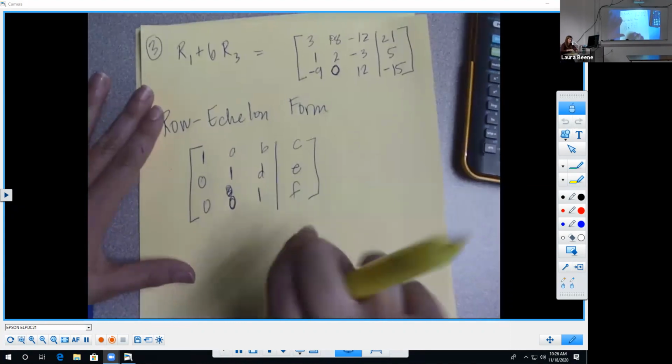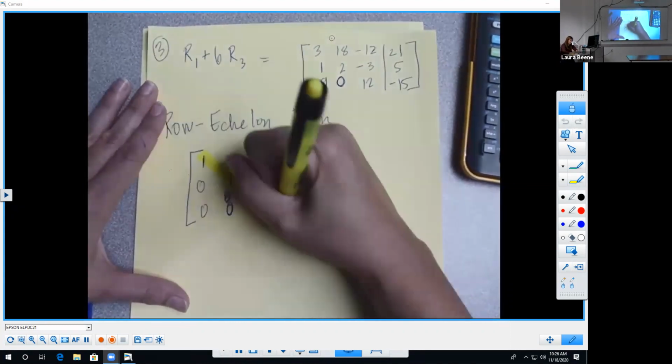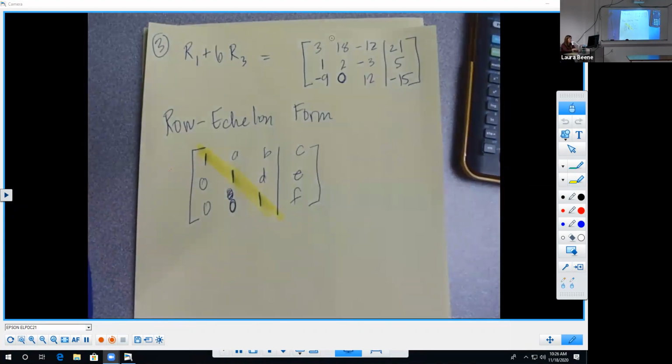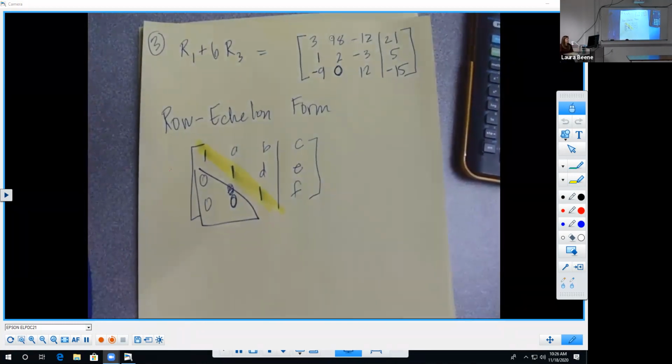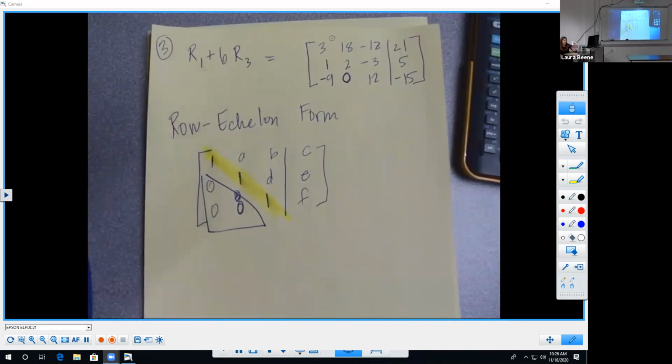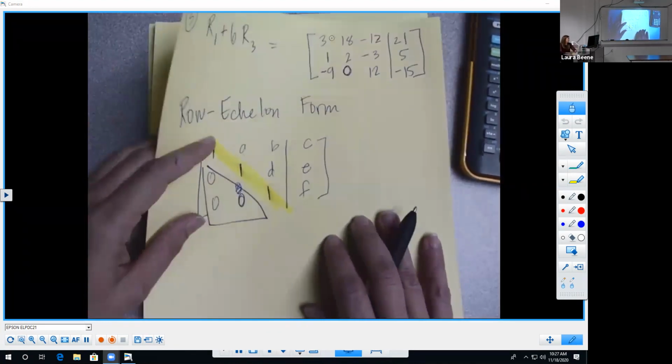The most important thing is to have ones down the diagonal like this and to have all zeros underneath your diagonal. If you have ones down the diagonal and you have all zeros underneath, you basically have it solved. You just need to back substitute to get all the answers there. So this process of getting it to row echelon form by multiplying a row by something, or by switching the rows, or by multiplying and adding the rows together, this is called Gaussian elimination.